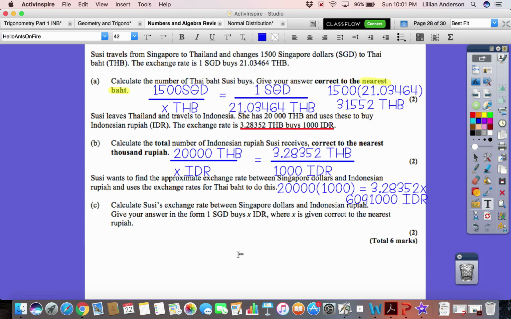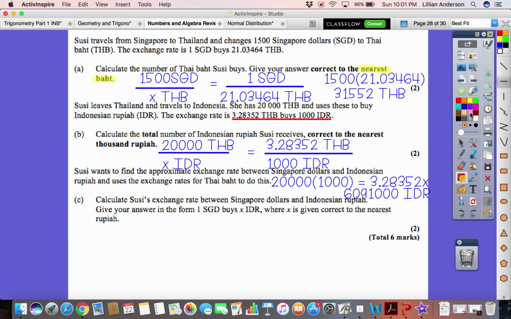Okay, so we know that 1 Singapore dollar is 21.03464 baht. Okay, and we know that from this part of the question right up here. And then we also know that 3.28352 baht buys 1,000 rupiah. So we're going to use those two pieces of conversions to figure out exactly how much 1 Singapore dollar is in Indonesian rupiah. Okay.